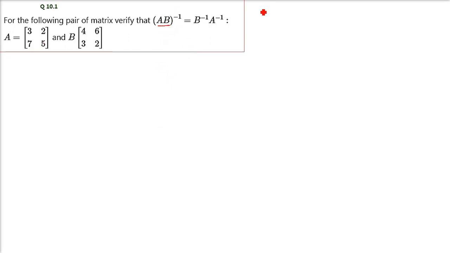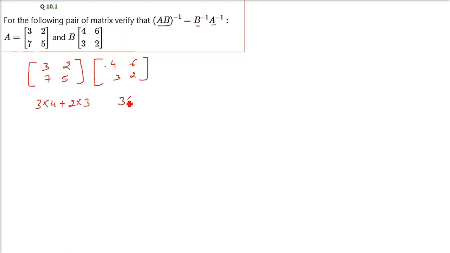So for (AB) inverse, first we have to multiply A and B. Then we will take the inverse. Then we will take B inverse, A inverse, and then multiply them. So A into B. Matrix multiplication is the precursor. You need to know it before going ahead with adjoint and inverse. So multiplying these two matrices A and B, the row has to be multiplied with the column. So 3 into 4 plus 2 into 3. Then 3 into 6 plus 2 into 2. This is the first row.